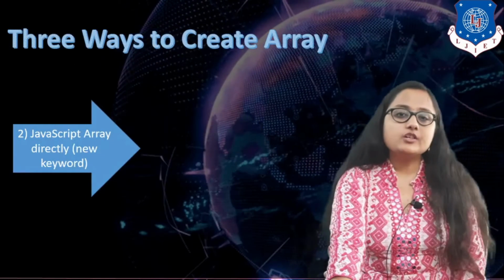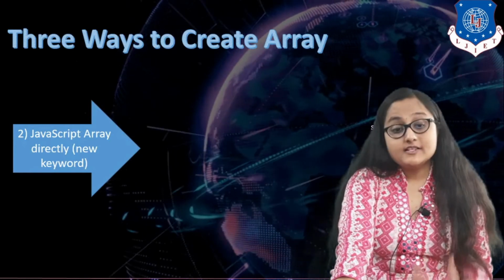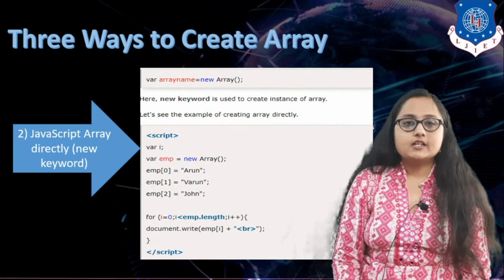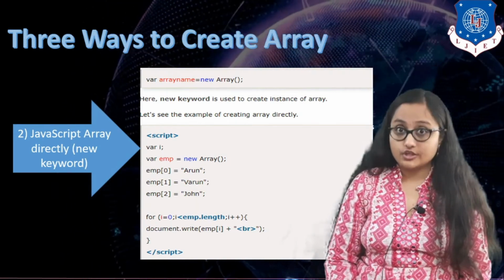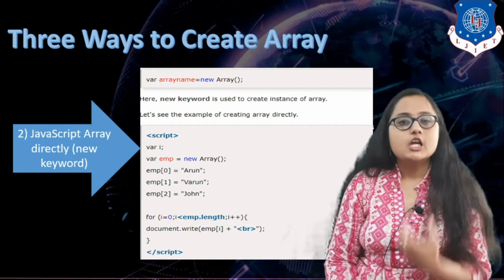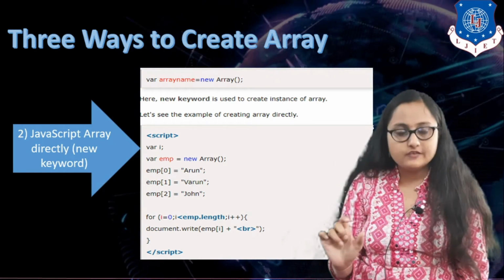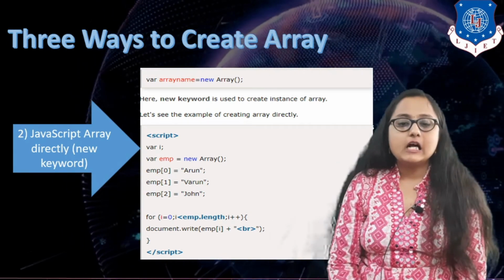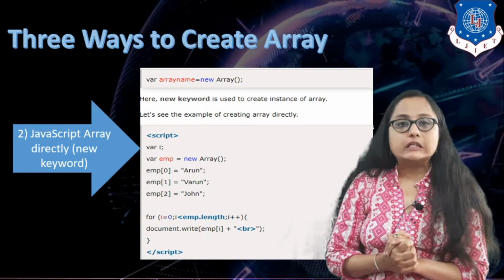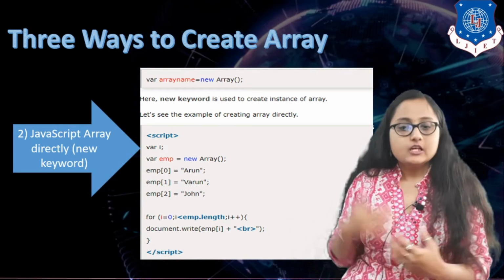The second method is if you want to create a JavaScript array directly using the new keyword. Here you can see that if you want to use an array constructor, which is an inbuilt constructor, you have to write the var keyword, the array name, and is equal to the new keyword along with the Array method, right. Here the new keyword is used to create an instance of this array. So let us see an example.